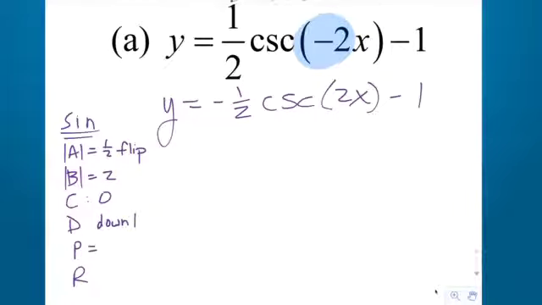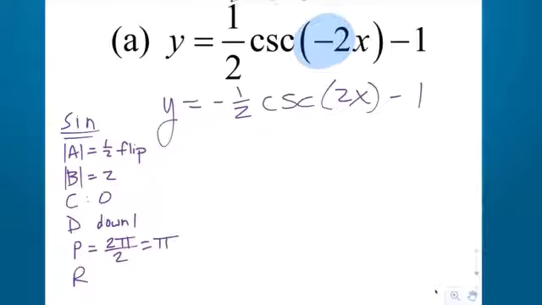The period is back to what? 2 pi or pi over B? 2 pi. The only ones that have pi are tangent and cotangent. Everything else is 2 pi. So it's 2 pi over B. B, the absolute value of B, is 2. So that's just pi. So the length of a cycle is pi.